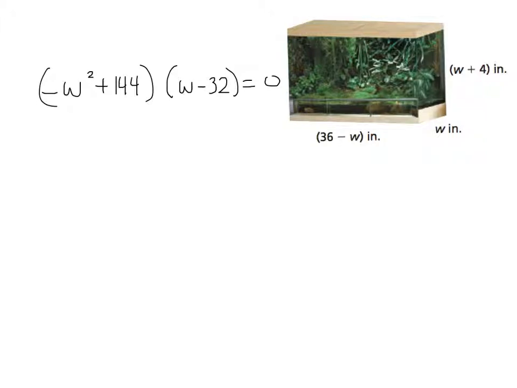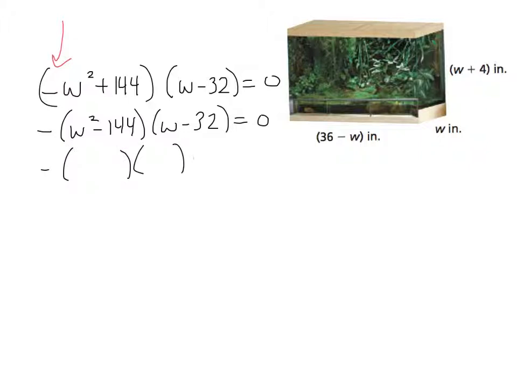Now, what have I always told you? If we have a negative here, what must we always take out? We must take out a negative. So I'm going to take out a negative 1. And then everything else comes down. Am I done factoring? No, you're not done factoring, because we can factor W squared minus 144 down even more. So this would give you W minus 12 and W plus 12.